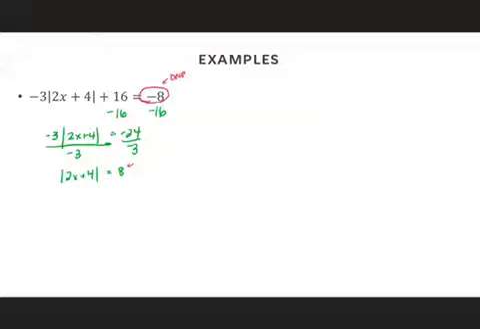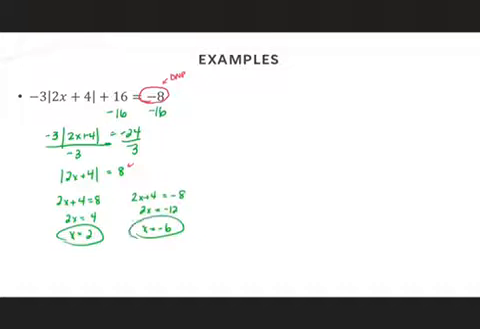Okay, so always isolate it first. And I've got a positive 8, which means there are two answers. So either 2x plus 4 is equal to 8, or 2x plus 4 is equal to negative 8. So either 2x is equal to 4, divide both sides by 2, or 2x is equal to negative 12, divide both sides by 2. So I either get a 2 or a negative 6. Okay. Both of them are good. Both of them work because we split up our cases appropriately.